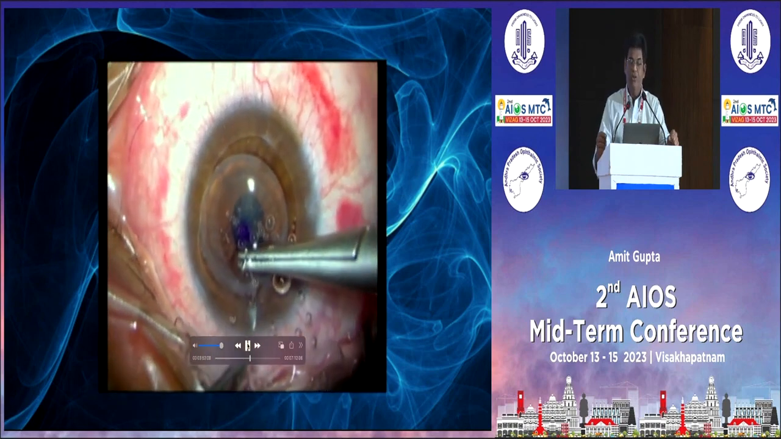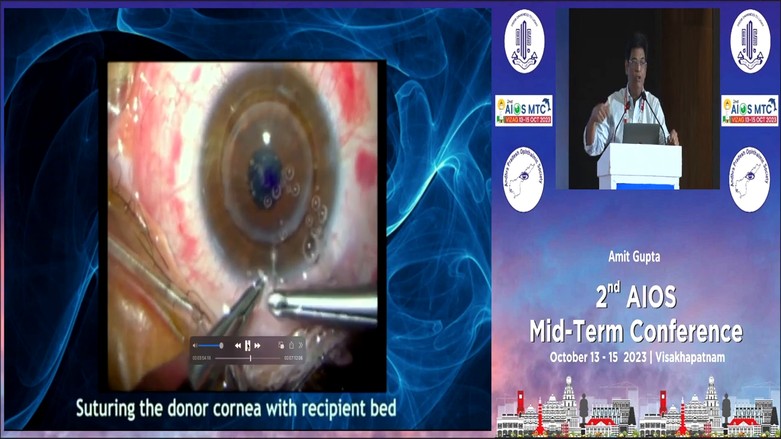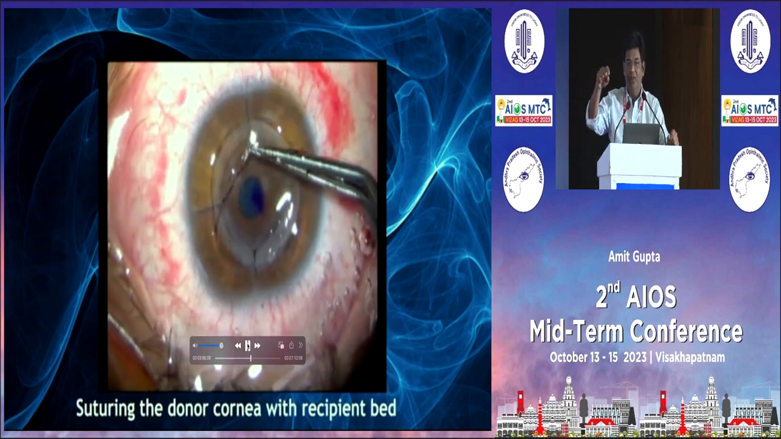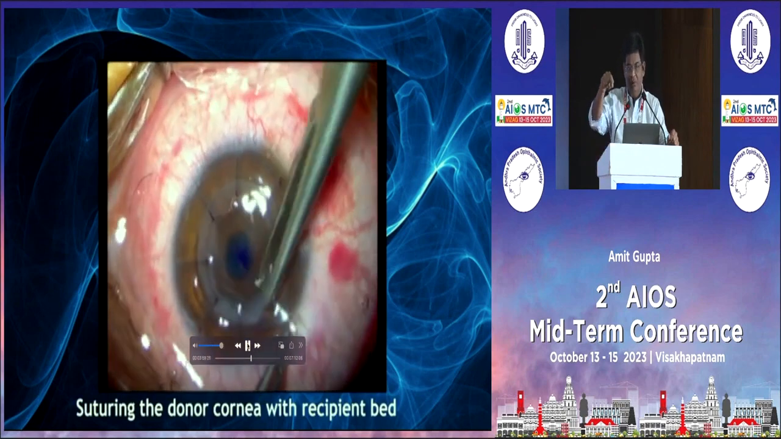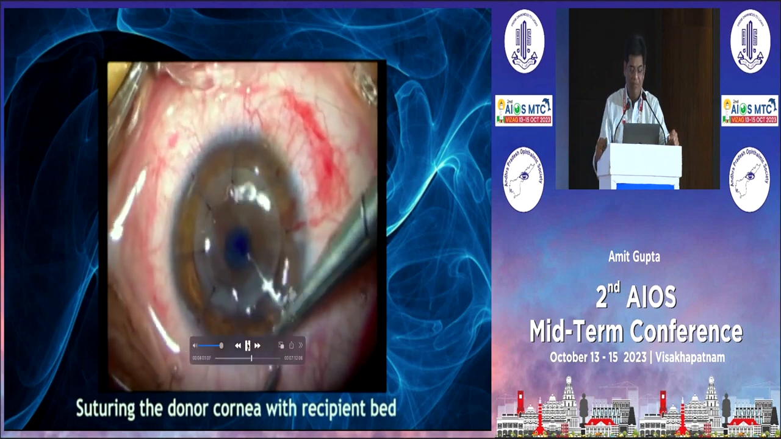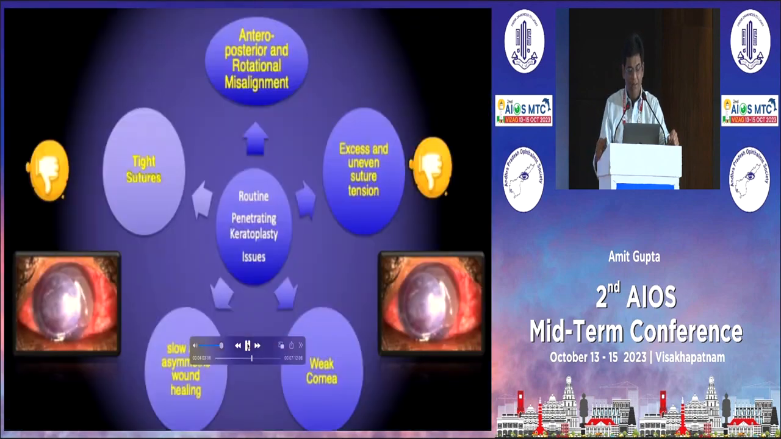Now, if you see the sutures, we say 90% depth, but not so in femtosecond keratoplasty. So it has to be around the ring lamellar cut that we suture, and the surgery is completed.